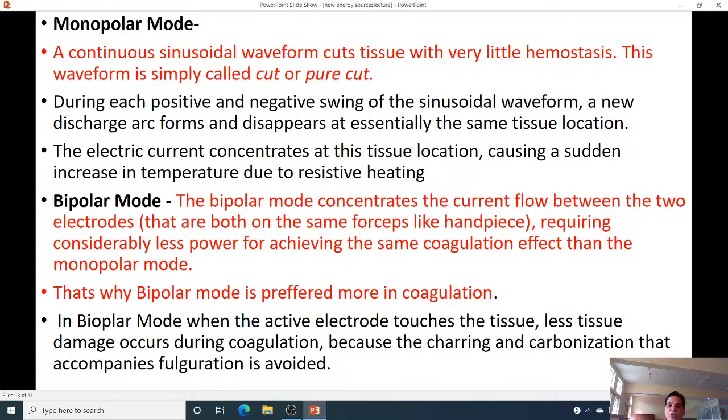Here, the bipolar mode concentrates the current between two electrodes. They are forceps we are holding like a handpiece. Because of the lesser distance, they require less power for achieving the same coagulation effect than the monopolar. Monopolar has got cutting as well as coagulating. Coagulation needs more power. Against that, in bipolar, it is the minimum power as compared to monopolar. That is why monopolar mode is not preferred for coagulation. It is the bipolar mode which is preferred for coagulation. Always remember: monopolar primarily for cutting, bipolar primarily for coagulation.